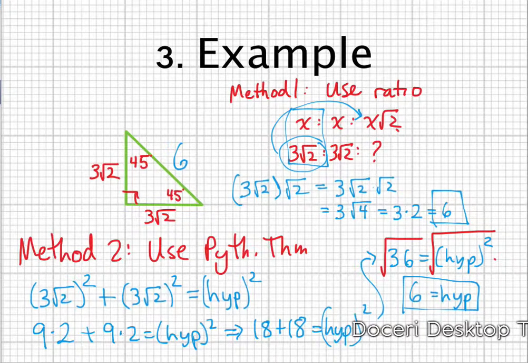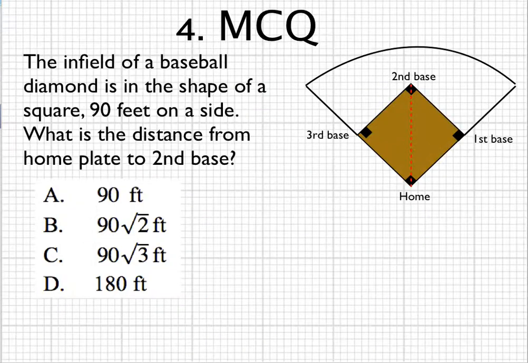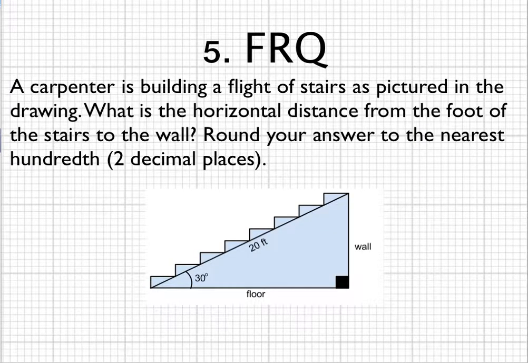So that's kind of an example problem on how you can do a 45, 45, 90, and a couple problems on how you could do different ways of doing a 30, 60, 90. Alright, so here's going to be your multiple choice question. Pause the video here, answer that question, and here's your free response question.